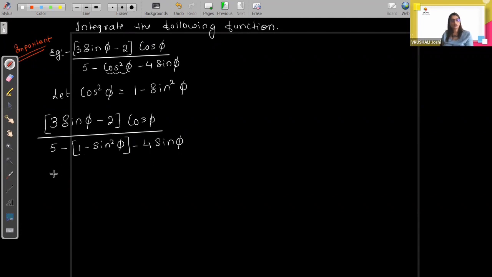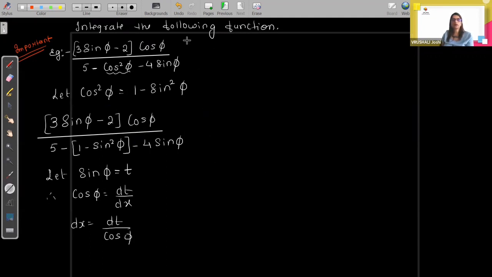Let us take sine phi as t. Okay, so let's say let sine phi equals t. Therefore, cos phi is equal to dt by dx. Then dx is equal to dt by cos phi. Okay, I think now we are absolutely clear of what we have to do, and we have the entire function right in front of us. Okay, let's see. तो क्या करेंगे हम यहाँ पर फिर? So we will rewrite the whole function by substituting our t value.